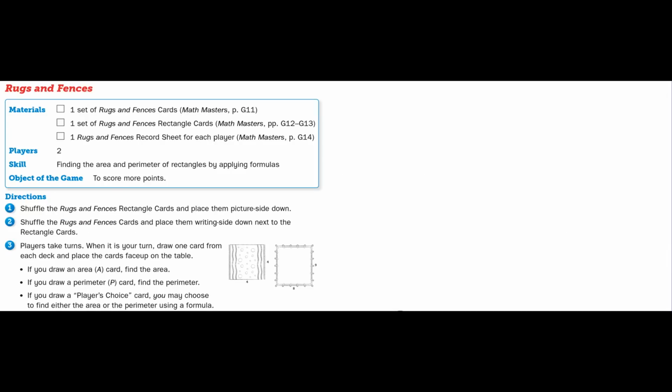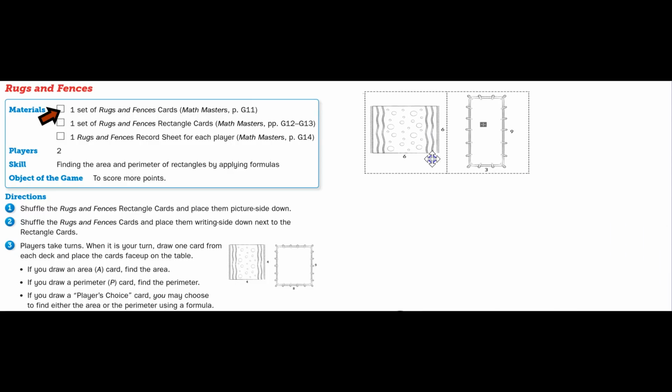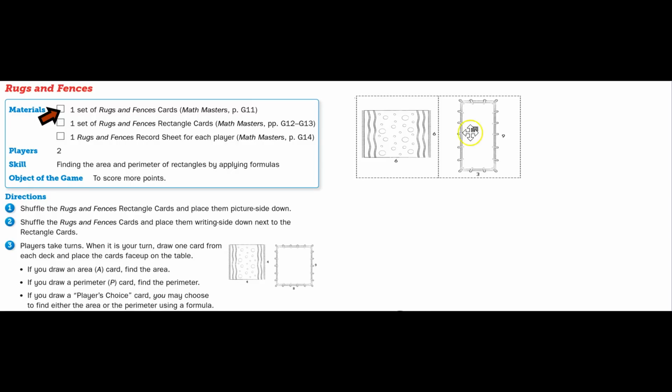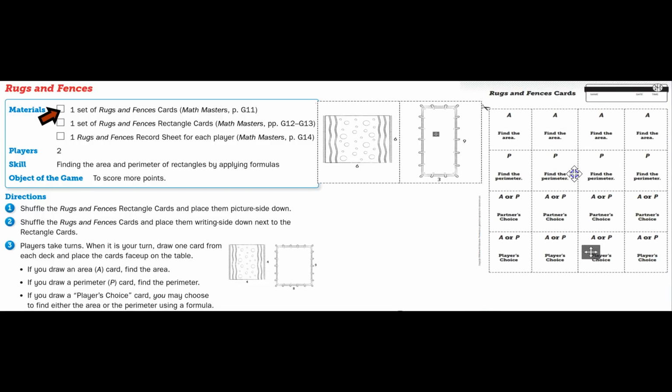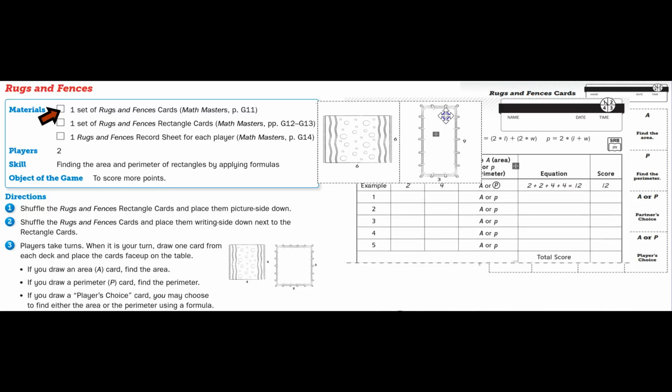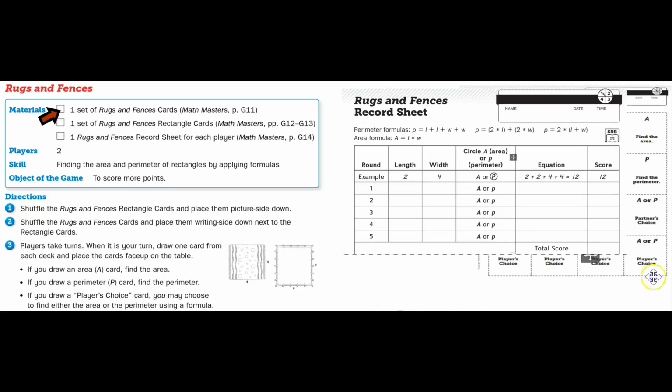Tomorrow in class, we'll work with area and perimeter in centers. One of our centers will be the game Rugs and Fences. For Rugs and Fences, you'll have 2 sets of playing cards. One set will have pictures of rugs or fences with their length and their width. The other set of playing cards will be your instruction cards to tell you to find the area or find the perimeter, or give you partner's choice or player's choice. You will need a record sheet. The record sheet looks like this.